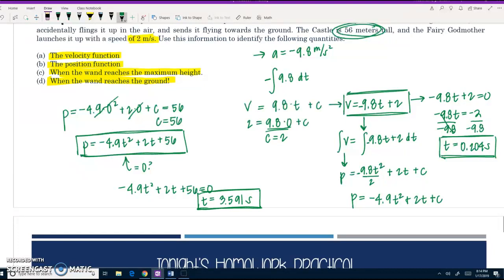So you'll see a kinematics problem like this on your homework tonight. It's just a specific case of finding particular solutions instead of general solutions for your antiderivative work.